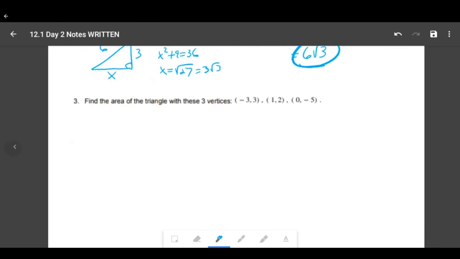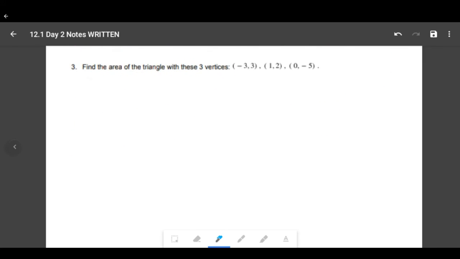Okay, number 3. This is a little bit of a trickier one. Find the area of the triangle with these 3 vertices. My suggestion: let's draw a picture and see what's going on. If I start off like this, I have negative 3, 3. I'm just going to call that A. Might as well give it a name, A for the alphabet.